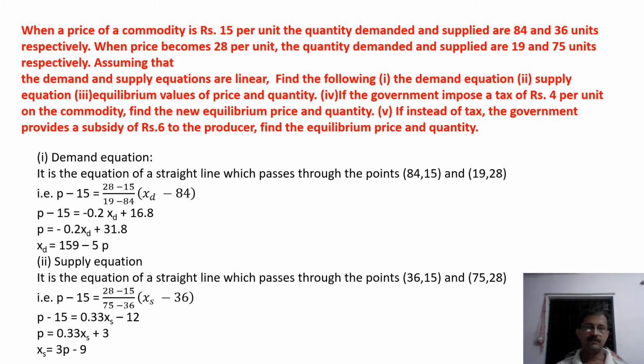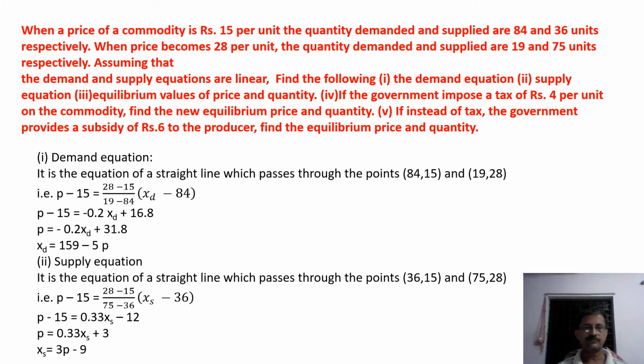Substituting in the two-point form of the equation of a straight line, we get P minus 15 equals (28 minus 15) divided by (75 minus 36) into (XS minus 36). On simplification, we get XS equals 3P minus 9. So we have demand equation XD equals 159 minus 5P and supply equation XS equals 3P minus 9.